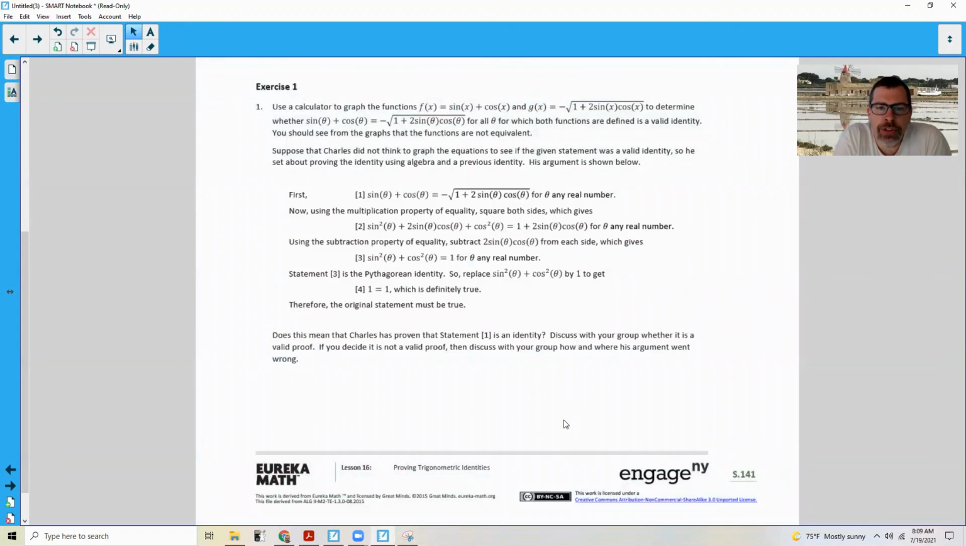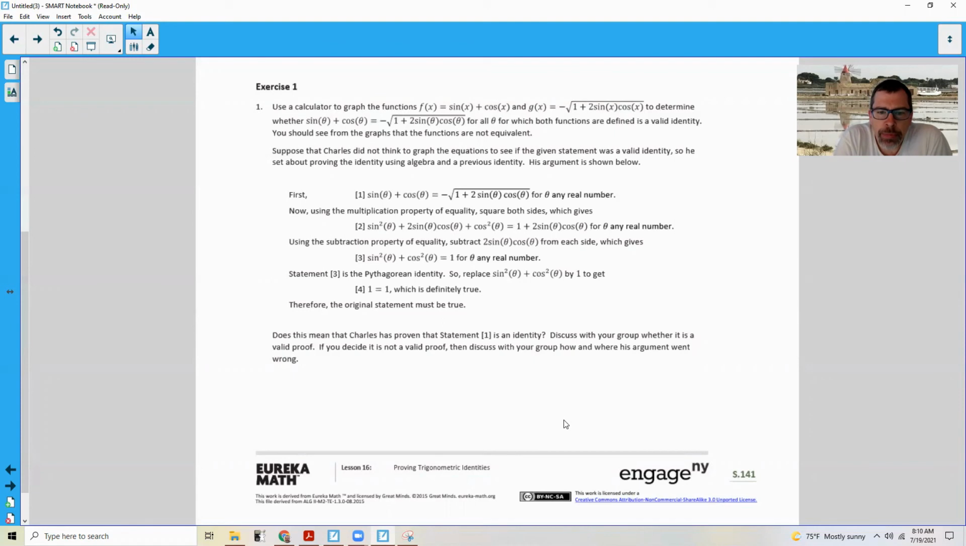It says, suppose that Charles did not think to graph the equations to see if the given statement was a valid identity. So he set about proving the identity using algebra and a previous identity. His argument is shown below. First, he says the sine of theta plus cosine theta equals that negative square root function, for theta being any real number. Now, using the multiplication property of equality, he squared both sides. That would give you sine squared theta plus 2 sine theta cosine theta plus cosine squared theta on the left, and what's under the radical on the right.